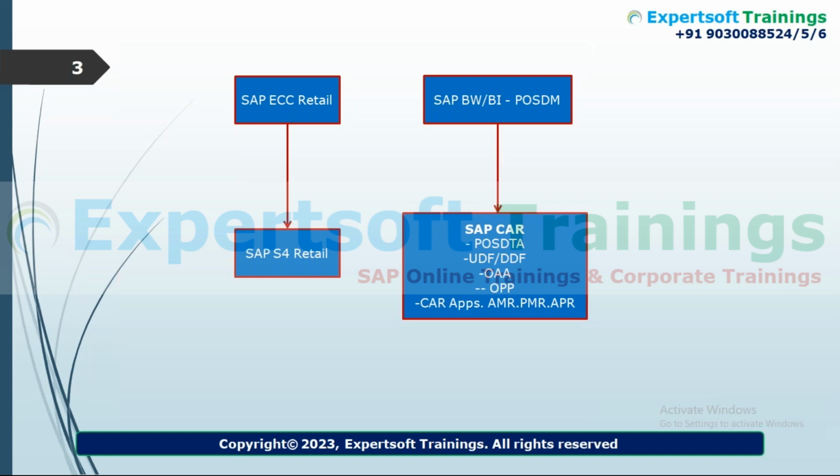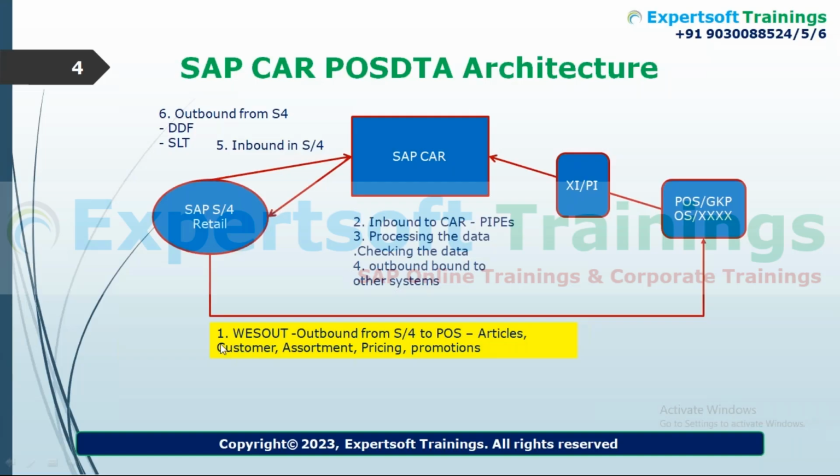Coming first to POS DTA, I have highlighted the flow here. Step 1, send out. Step 2, inbound into CAR. Step 3, processing the data. In the S4 system we create master data and transactional data is also stored. The master data, whether customer, material, article, store, assortment, or pricing, we have to send to the POS system. That is out of POS DTA scope, but I'll show how it is sent and what data is sent, just for your understanding. Then actual POS data starts from here.